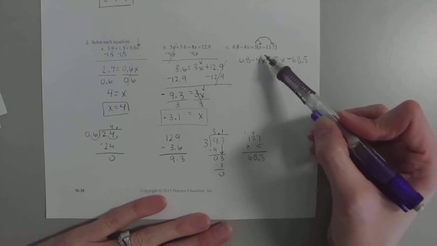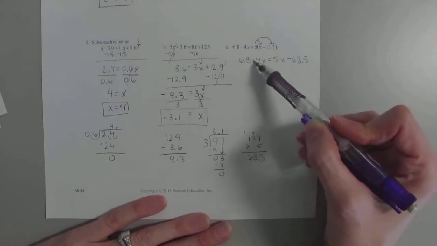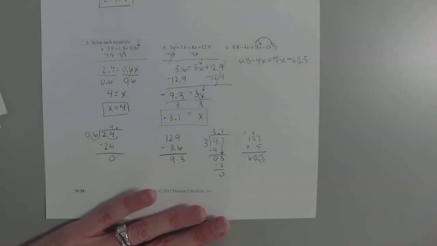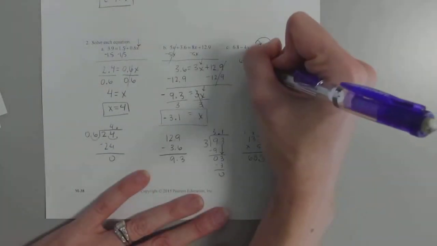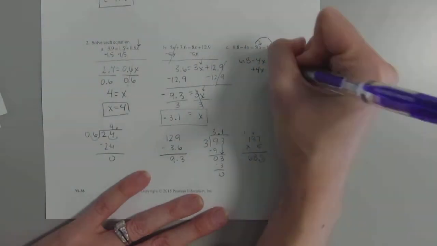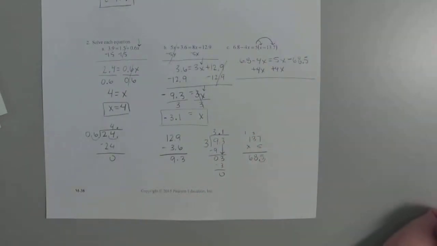The beginning of B said we got to get our x's together. So I'm always going to move my smaller to my bigger, okay? So this 4x, I'm going to move him over here. But how is he over here? What is he right now? Negative. So what do I need to do? Add. So I'm going to add 4x so those cancel out, okay? But if I do it to the left, I have to do it to the right.